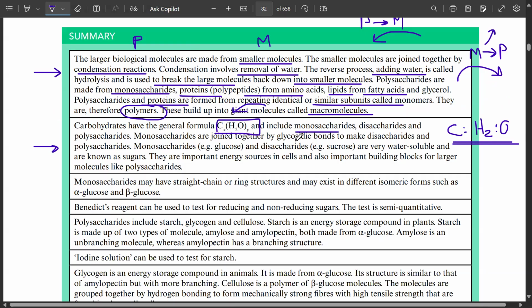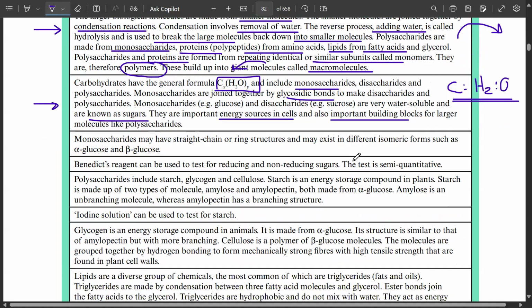Monosaccharides are joined together by glycosidic bond, as we saw when glucose and glucose combine to form maltose. They are all formed by glycosidic bonds. When glucose joins with fructose by a glycosidic bond, they form a disaccharide, sucrose, which are all very water soluble and are known as sugars. They are also an important energy source in cells and also important building blocks for larger molecules like polysaccharides.